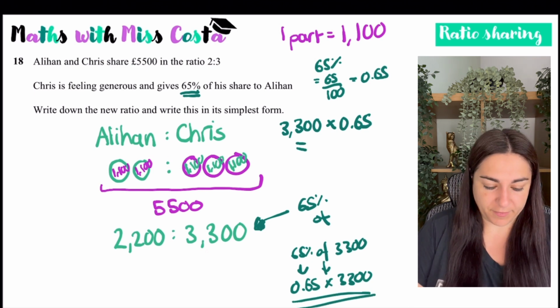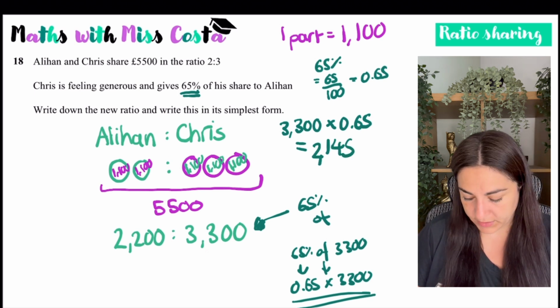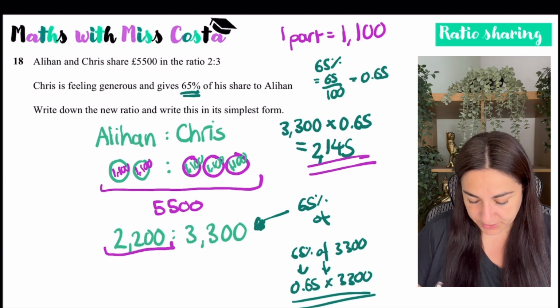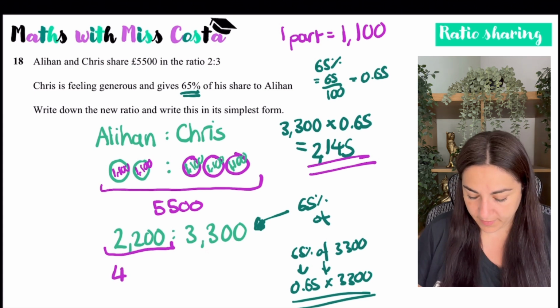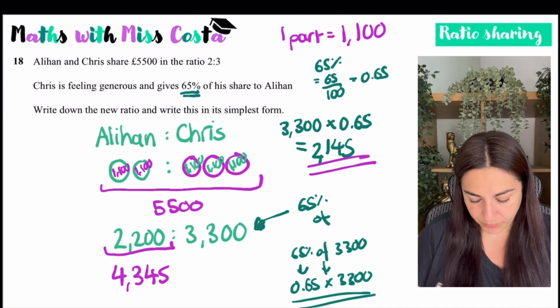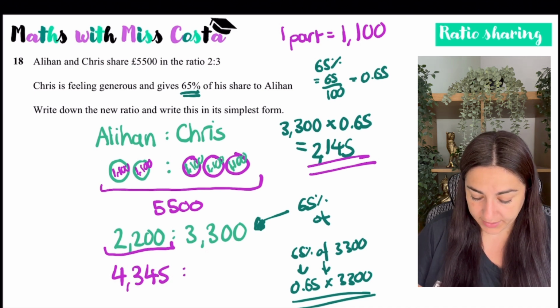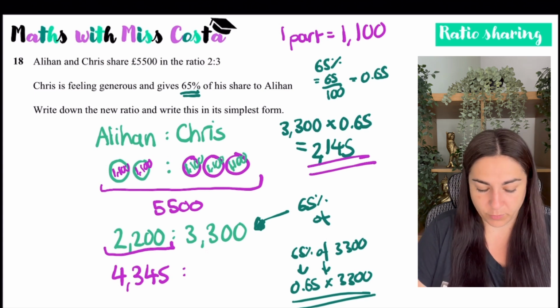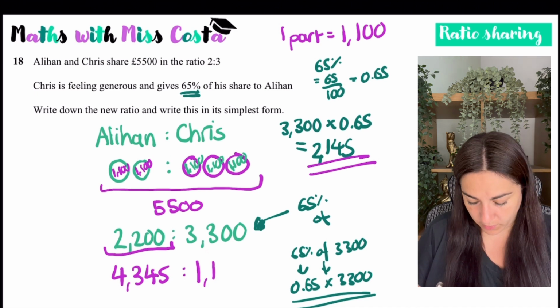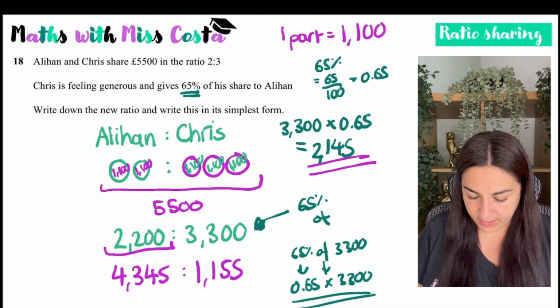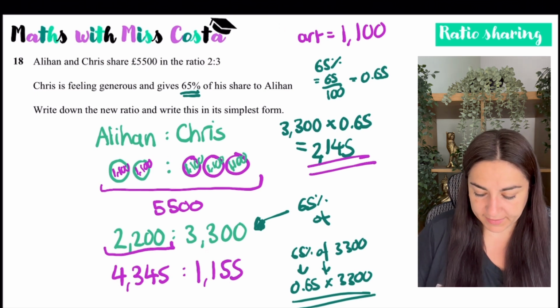So 65% of 3,300 is 2,145. So that's how much he gives to Alahan. So Alahan originally had 2,200, so now he's going to have 2,200 plus 2,145. So he's going to have 4,345, and Chris has just lost 2,145, so we're going to do 3,300 take away 2,145, which gives 1,155. So that's the first part.